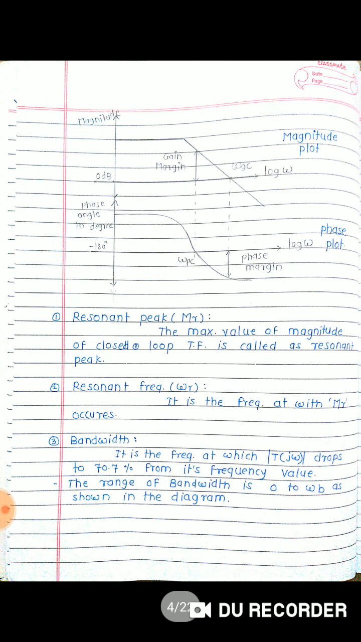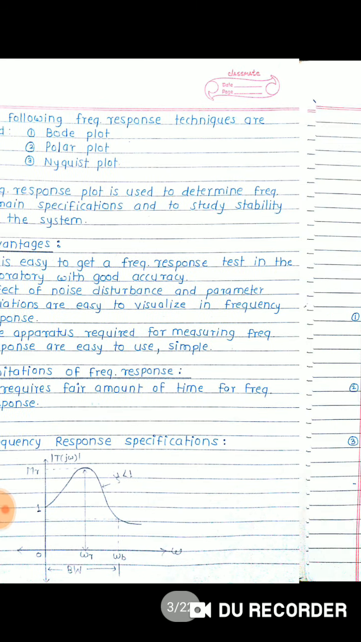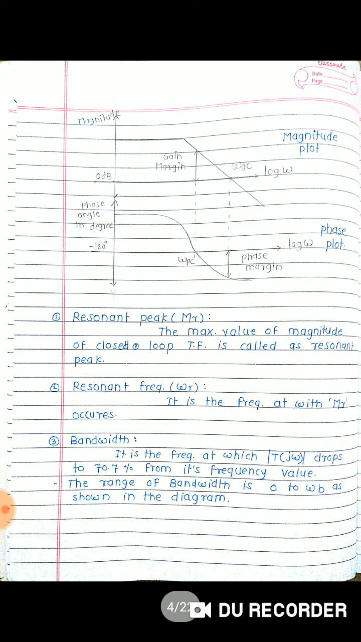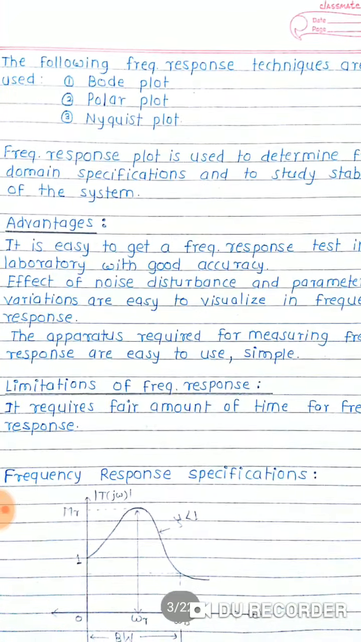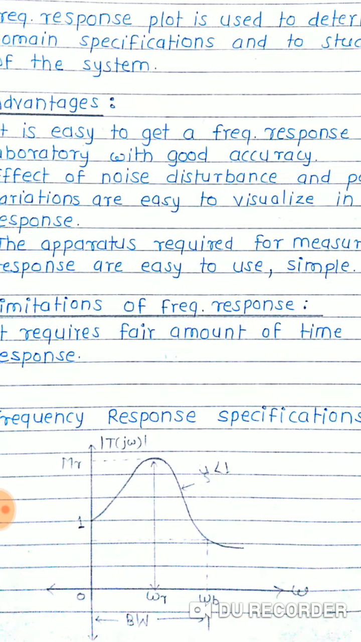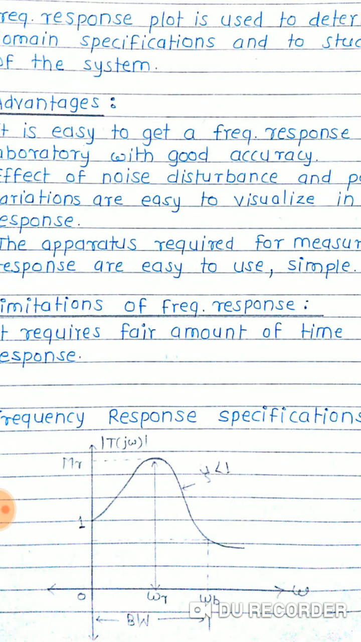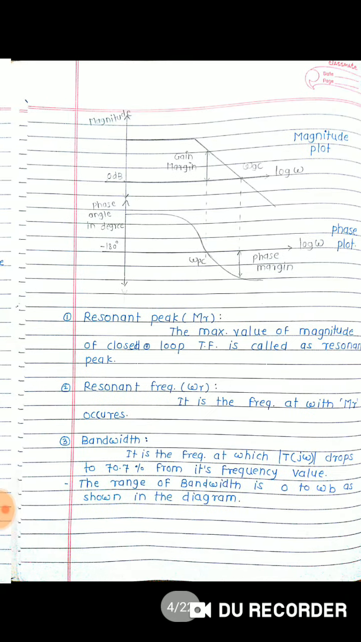Second one is omega r, the resonant frequency, shown in this diagram. Next, bandwidth: it is the frequency at which the transfer function T of j omega drops to 70.7% of its zero frequency value. The range of the bandwidth is 0 to omega b, as shown in the diagram. Here it is, 0.7, marked omega b, and the horizontal line is marked for 0.707, meaning 70.7%. Whatever that particular band is, that is the bandwidth.